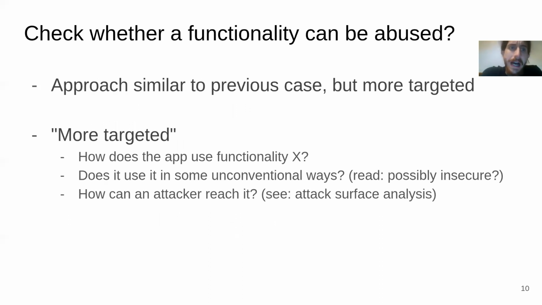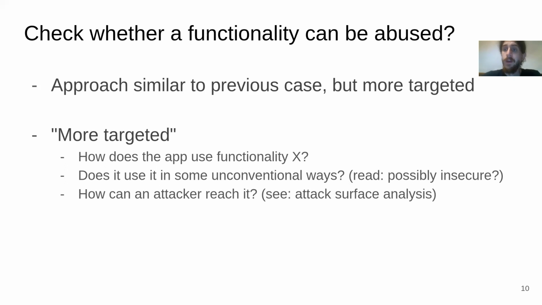Another question was, check whether a functionality can be abused. Again, very similar to previous cases, but a bit more targeted, because usually they tell you, okay, check this specific functionality, and so you can focus on that one. So you can do your analysis more targeted, and you can ask yourself, how does the app use functionality X, or does it use it in an unconventional way?